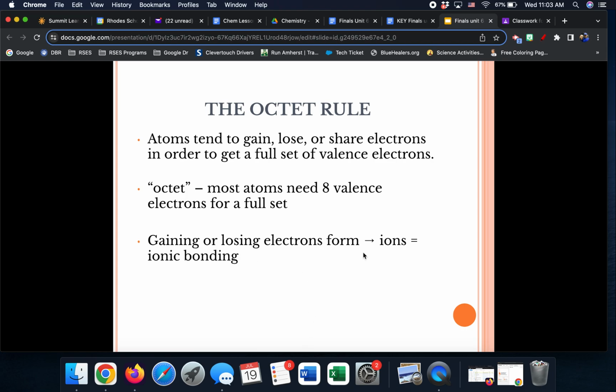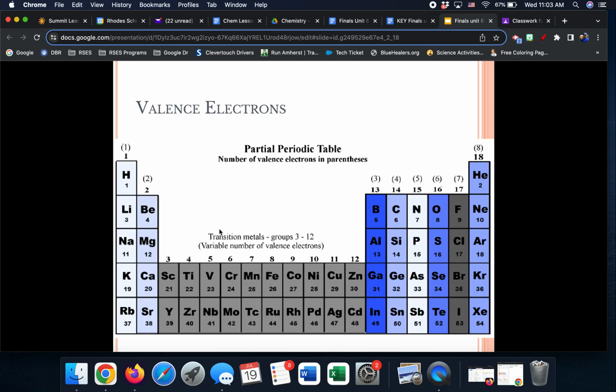If you gain or lose an electron, that's an ion. If you gain an electron, you've gained a negative, so you're a negative ion. If you lose an electron, you've lost a negative, so now you're positive, a positive ion. When you share electrons, we said that would be covalent bonding. But either way you do it, gain, lose, or share, you're doing it to get a full outer energy level.